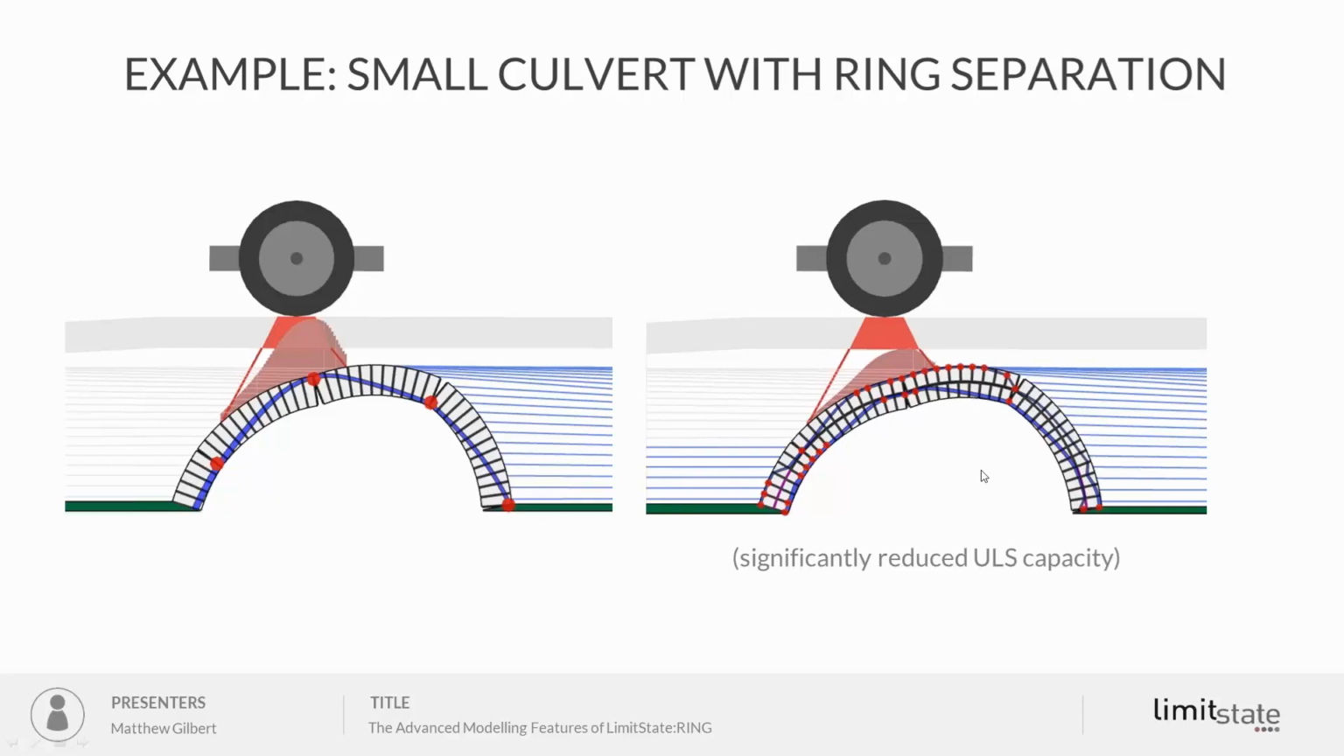So in this particular case, we had quite a significant reduction in load carrying capacity. So that gives you an indication that if you are able to reliably stitch these rings back together, then you can restore some of the original capacity.